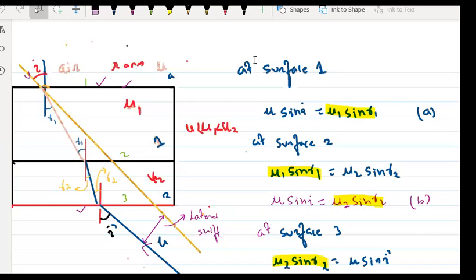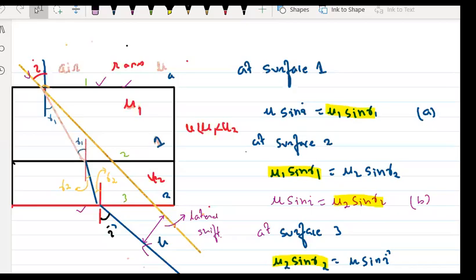Now apart from that, we studied about lateral shift. So we studied that when multiple objects are kept. Wait, everyone, someone is asking for the link.